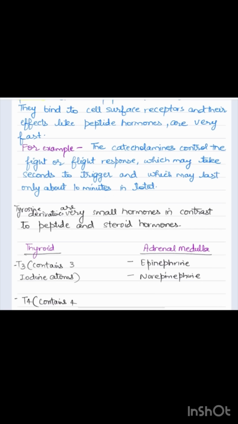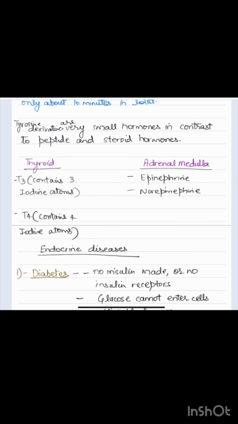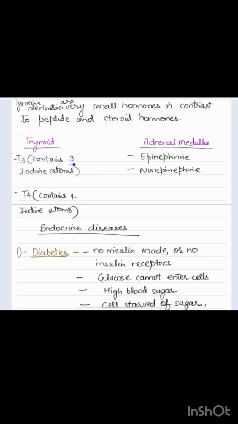So, tyrosine derivatives are very small hormones in contrast to peptide and steroid hormones, because obviously they are amino acid based. Now, for thyroid hormones, we have T3 and T4. T3 contains three iodine atoms and T4 has four iodine atoms. The adrenal medulla has epinephrine and norepinephrine.